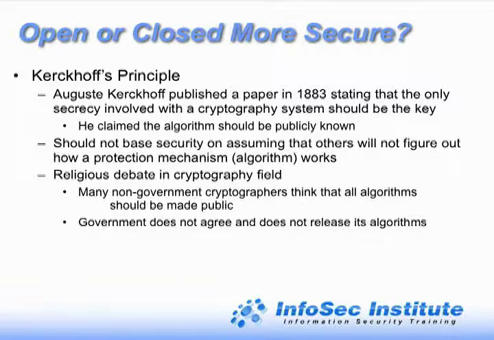Mr. Kirchhoff published a paper in 1883 stating that the only secrecy involved in the cryptographic system should be the key. Basically, he claimed that the algorithm should also be publicly known. And again, the big fight with the algorithm being publicly known is that then everybody's going to be able to hammer at it, and then it's going to be a lot more secure in the long run. Good old WEP had that issue, where they didn't publish it as much, and then once there was a break in the algorithm, it just went downhill from there.